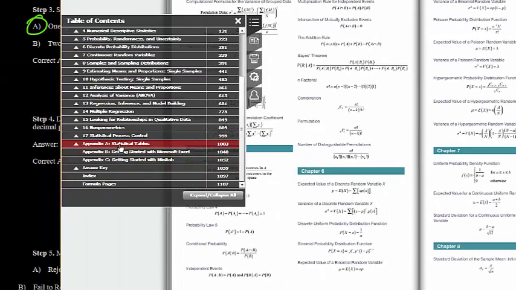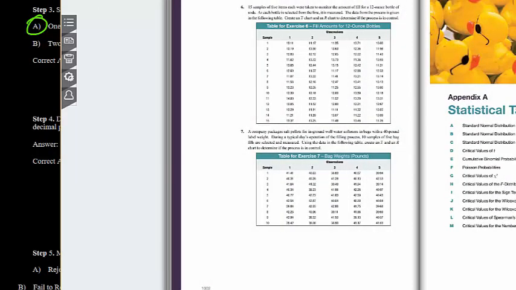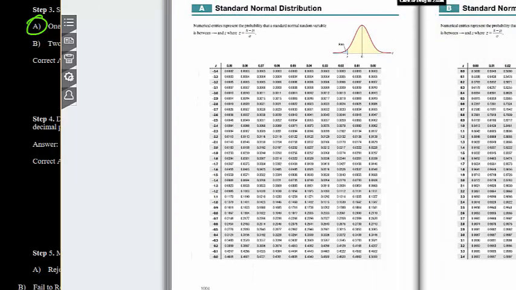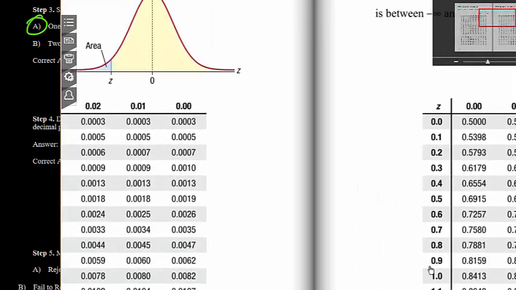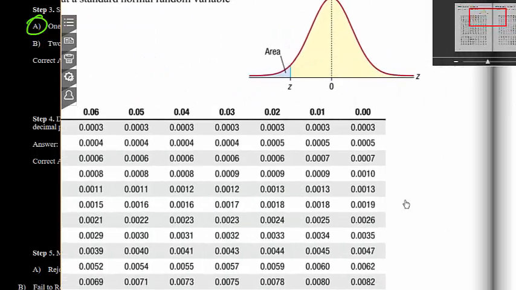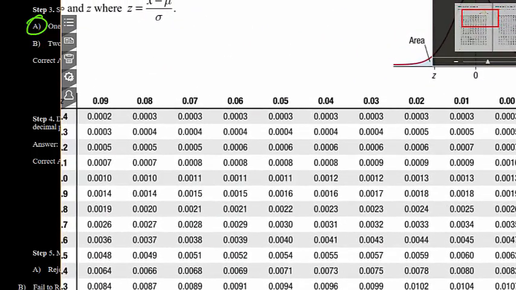Yeah, it's finally working. Statistical tables. Go forward one. Here's my cheat sheet. I'm going to zoom in this time. And this is a one-tail test. Happens to be on the negative, so that makes it easier.